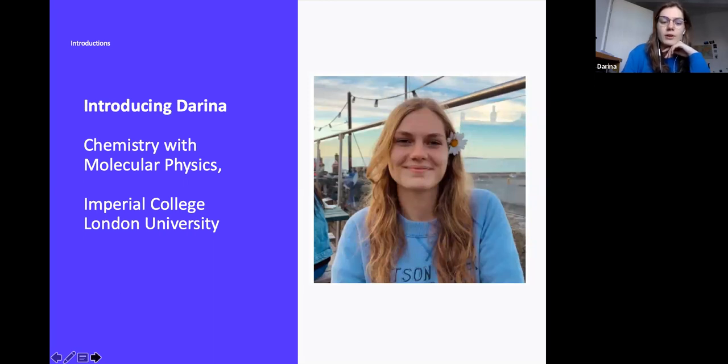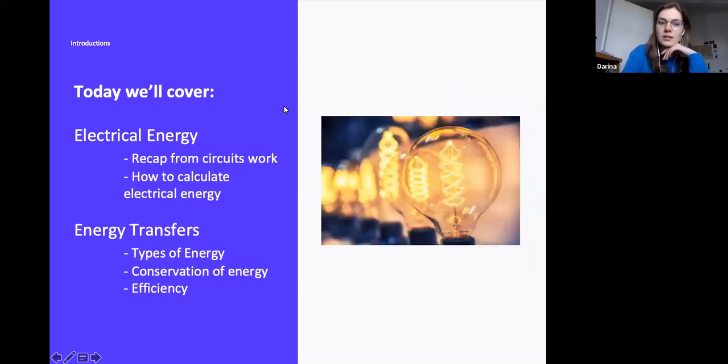And today, what we're going to be covering is electrical energy. So we're going to do a little bit of a recap on how circuits work and how to calculate electrical energy using a new equation. And then we're going to have a look at energy transfers in general, so what types of energy we have. We're talking about the principle of conservation of energy, and we'll talk a little bit about efficiency. So there is some overlap in this topic with energy in general, so I thought I'd incorporate both the aspect of electrical energy and a bit of revision of the different types of energies that we have as well.